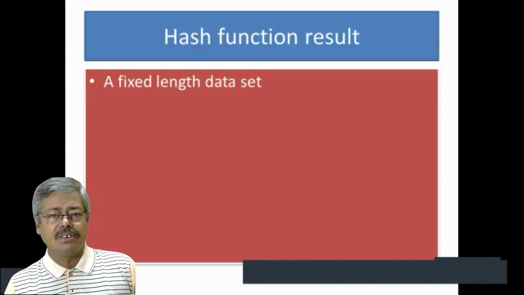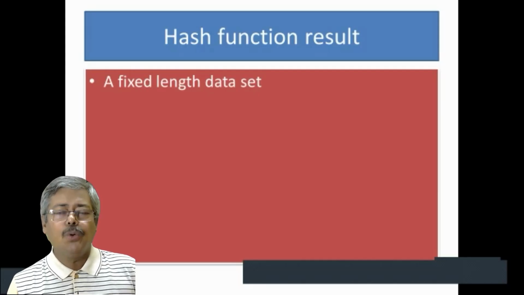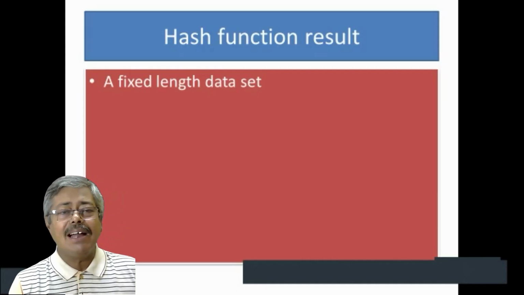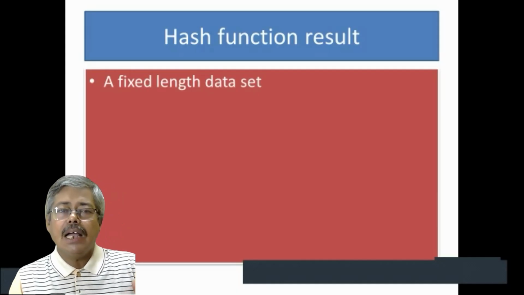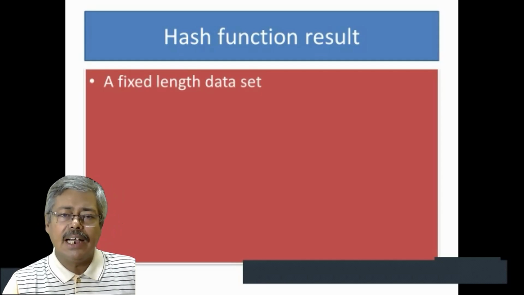Hash function result. What is the result of a hash function? A fixed length data set. We are giving so many types of data, of so many lengths, but the output is a fixed length data set or limited length data set.